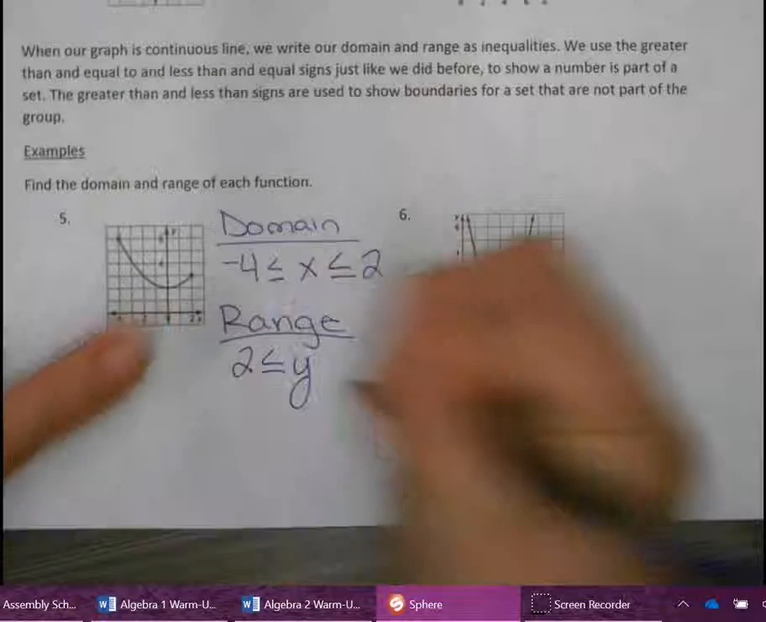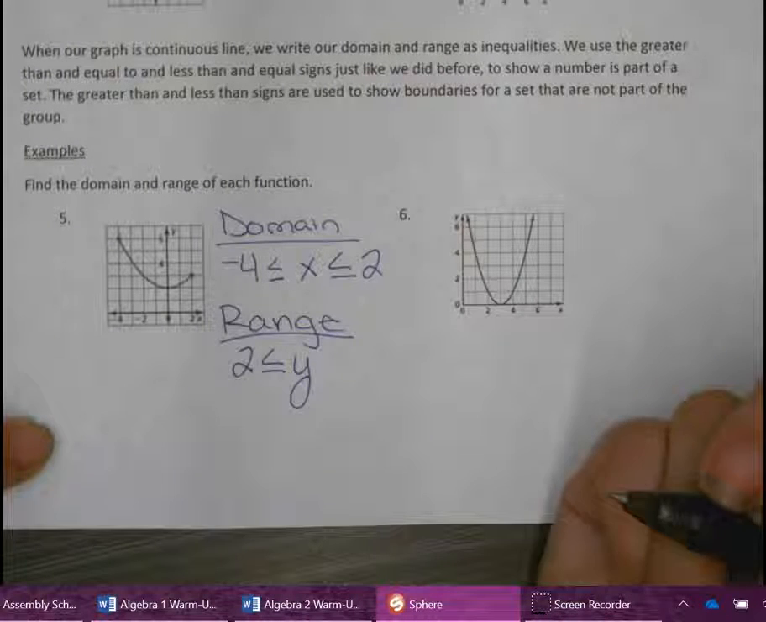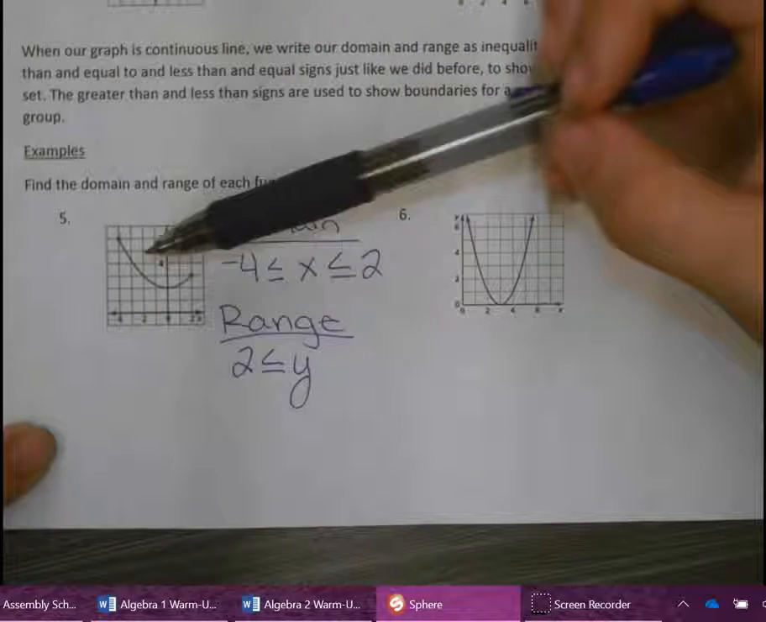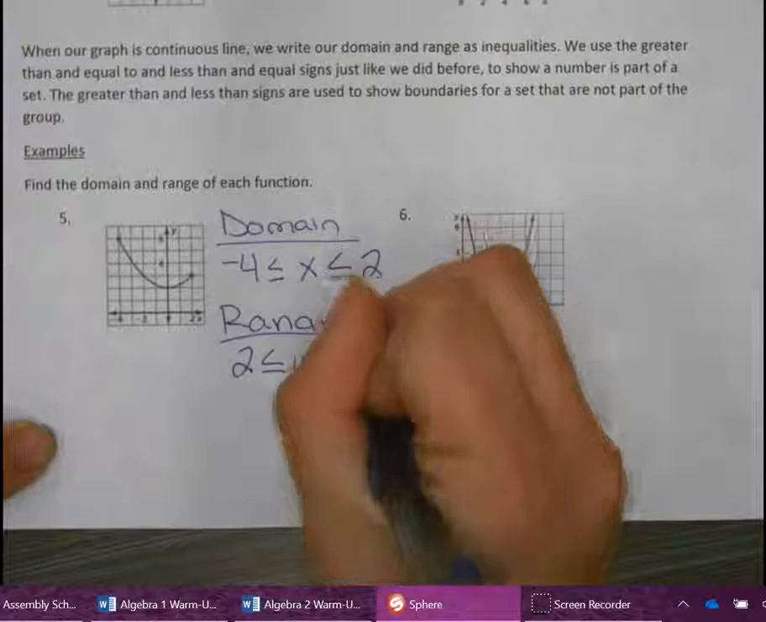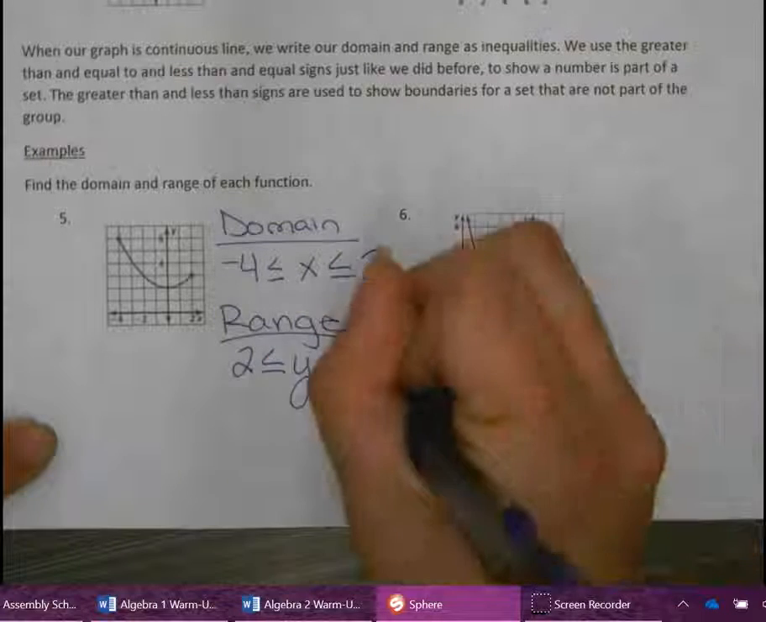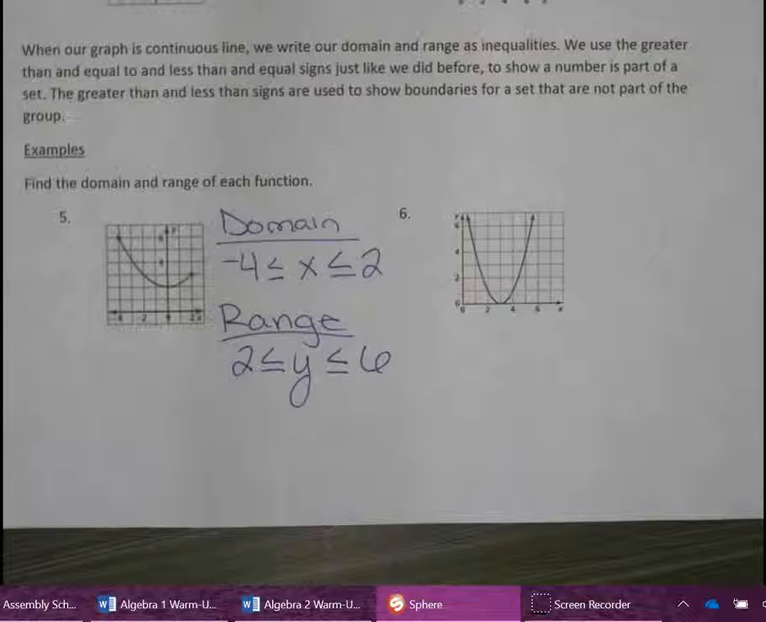And then its range is y, so this time I'm going to use y in the middle. What's my highest y value? 6. Does it include 6? Like, is it a solid circle? Yep. So it gets the line underneath, and I just write 6. Questions?